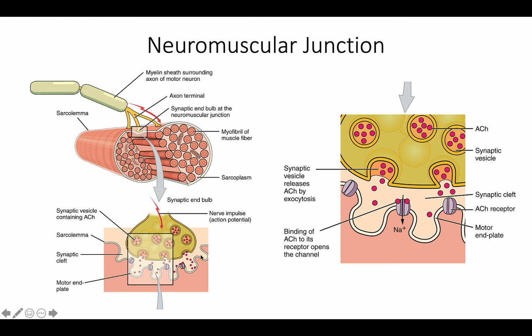So this neuron, you can see the myelin sheath around the axon, attaches to the skeletal muscle. We're zooming in right here. Break it down. We've got a synaptic vesicle. It's got acetylcholine, a chemical, in there. So this acetylcholine gets shot out, exported outside of the neuron into this neuromuscular junction.